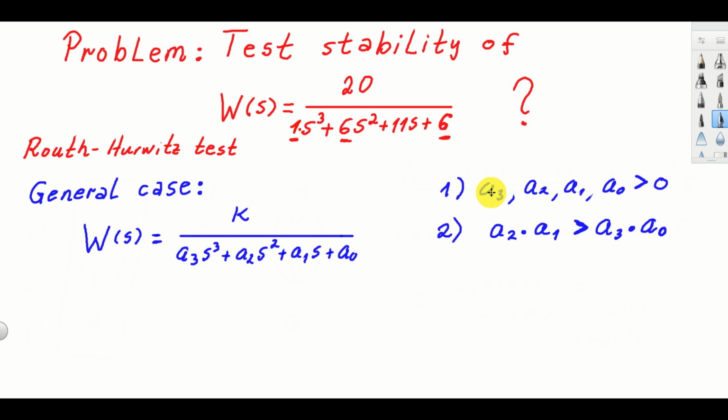Note over here that we can also change this first condition. We can also allow that all the coefficients have the same sign. For example, a3, a2, a1, and a0 can all be negative. Why is that? Well, we can just take the minus sign, if they are negative, out of this polynomial, put it upstairs, that is, incorporate it in k, and then again we will have all positive coefficients over here, and consequently we can simply apply the Routh-Hurwitz test, which will guarantee the asymptotic stability of our transfer function.